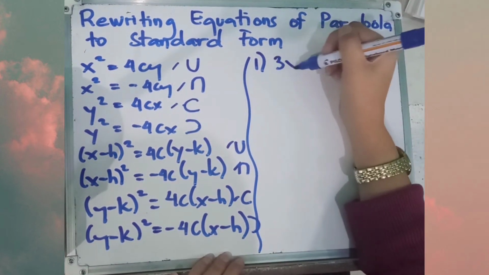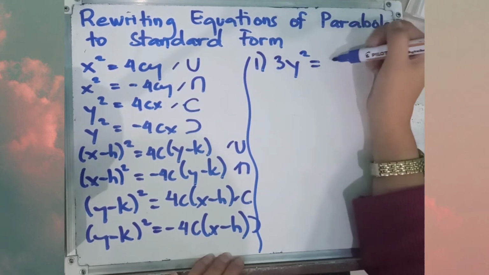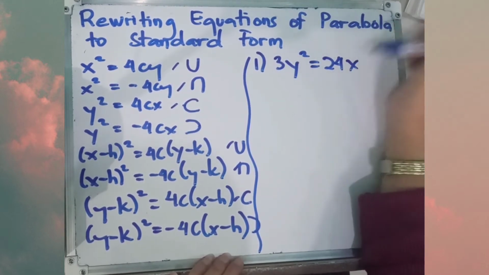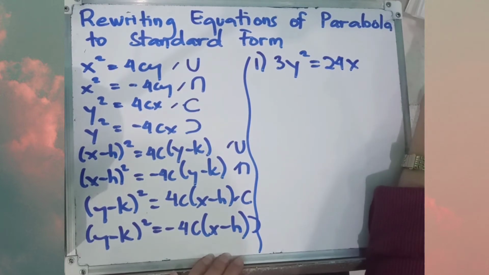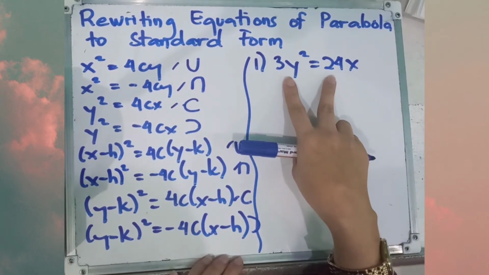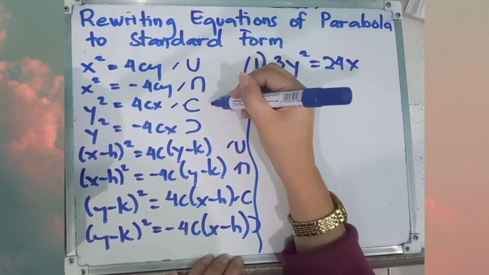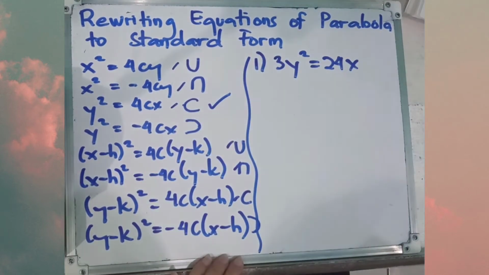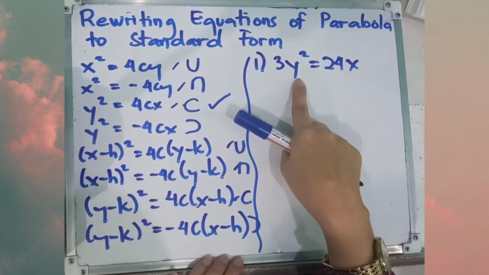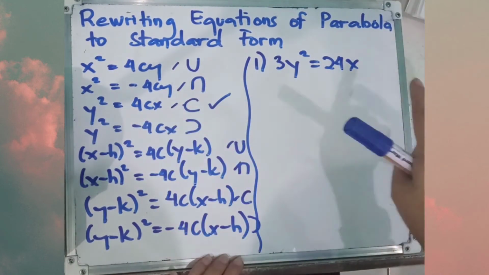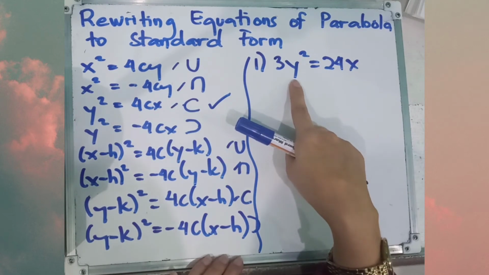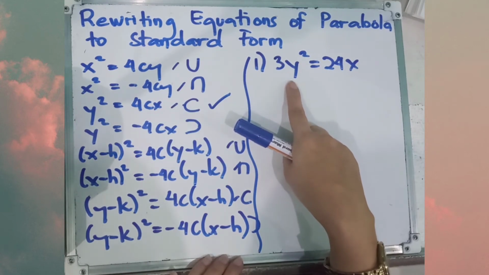So we have 3y squared is equal to 24x. So how do we transform this one into standard form? Let's try to look at the given equations in standard form. This one looks like this: y squared equals 4cx, right? So in order for us to transform this equation into this form, make sure that the coefficient of the variable y is 1. So how can we do that?